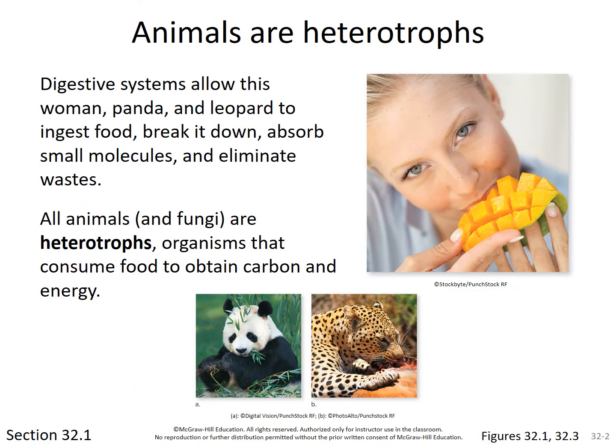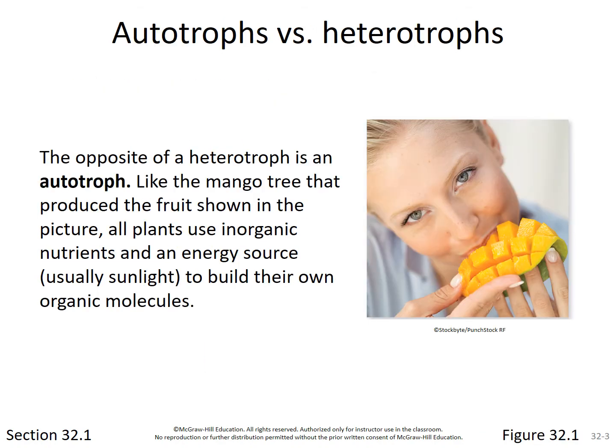The first concept on this PowerPoint is that animals are heterotrophs. The idea behind a heterotroph is that it is an organism that consumes food to obtain both carbon and energy. The word heterotroph comes from troph, to eat or to feed, and hetero meaning different. So this is an organism that feeds on a different organism to obtain carbon and energy. This is as opposed to an autotroph, which builds its own organic molecules. If troph means to eat or to feed, and auto means self, then an autotroph literally self-feeds.